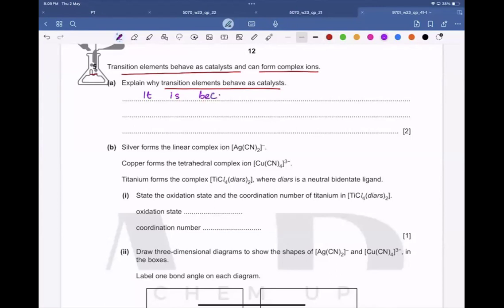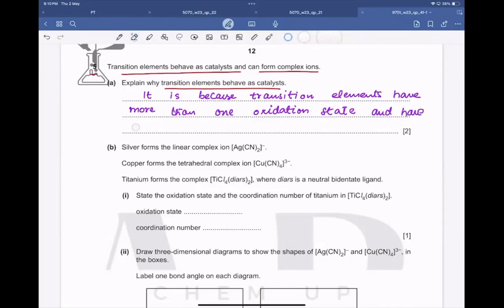It is because they have a variable oxidation state, right? Transition elements have more than one oxidation state and have empty d orbitals. So due to the variable oxidation state, during the reaction they can change their oxidation state from the initial to an intermediate and then come back to the initial, so they get restored.